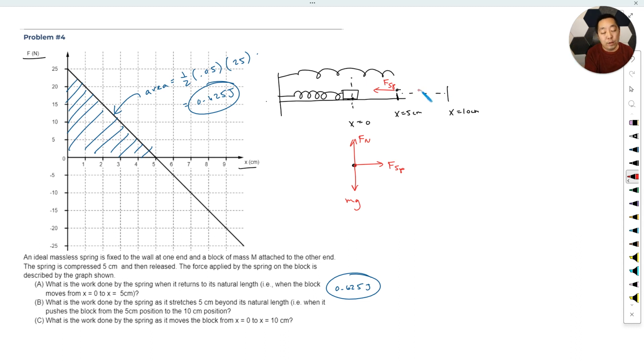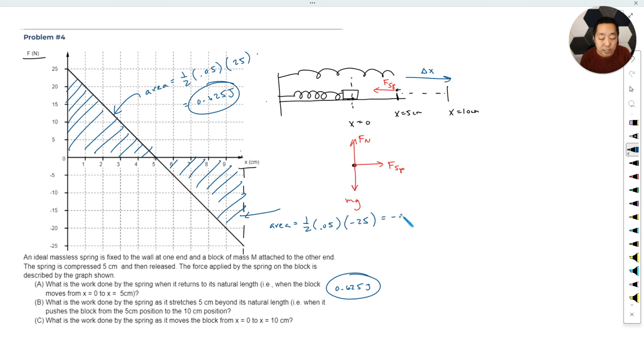But again, the spring force is going to vary, but you're going to have negative work because the displacement is to the right, and so the work should be negative. And that is shown by a negative area here. This area is going to equal 1/2 the base, which is again 5 centimeters. From 5 to 10 is 5 centimeters, which is 0.05 meters. And the height is negative 25. So it's going to be negative 0.625 joules.